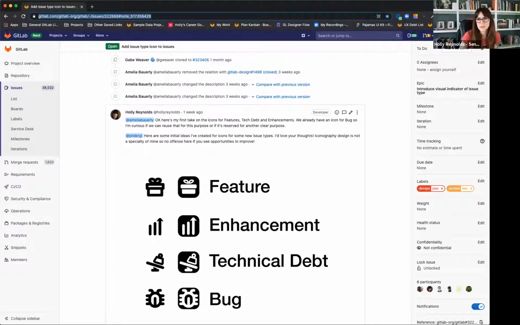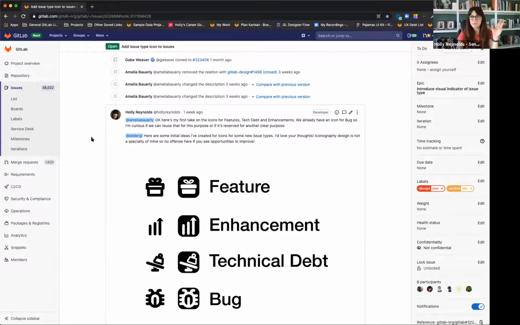I'm hoping that it'll be kind of a simple conversation, but it might feel more complex. I'm looking for some feedback on some icons, and I'll go ahead and share my screen just to show specifically where we are in this conversation. We're looking to do issue types. Can you all see my screen? Perfect, thank you. So we're looking to offer issue types.